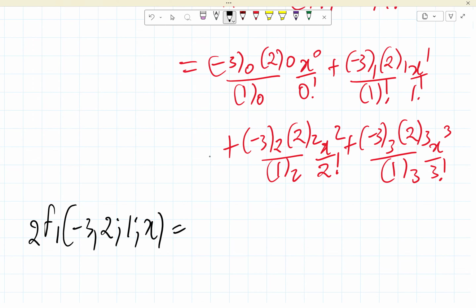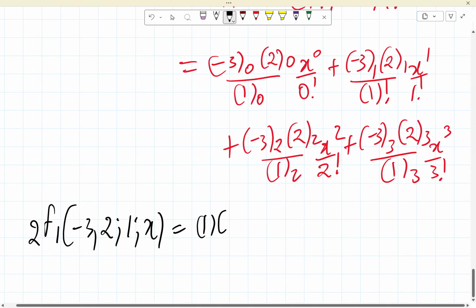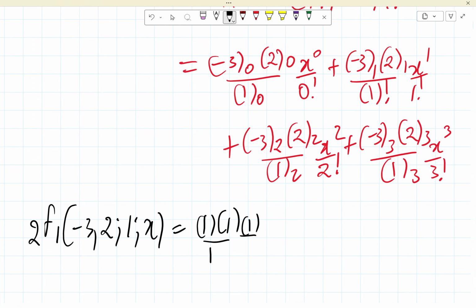We now have to tidy this up as much as possible. So minus 3 sub 0, that is 1. 2 sub 0 is also 1. 1 sub 0 is 1. x raised to 0 is 1. 0 factorial is 1. So everything here is 1 in short. Plus then minus 3 sub 1, that would simply be minus 3. Then 2 sub 1 is also 2. Then 1 sub 1 is also 1 here. Then x over 1.